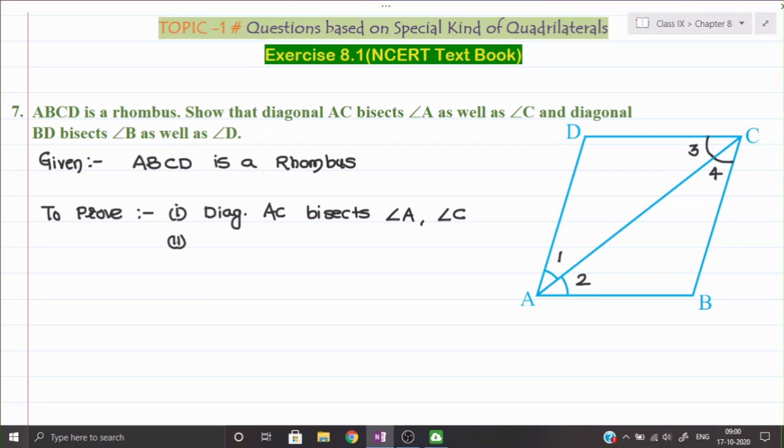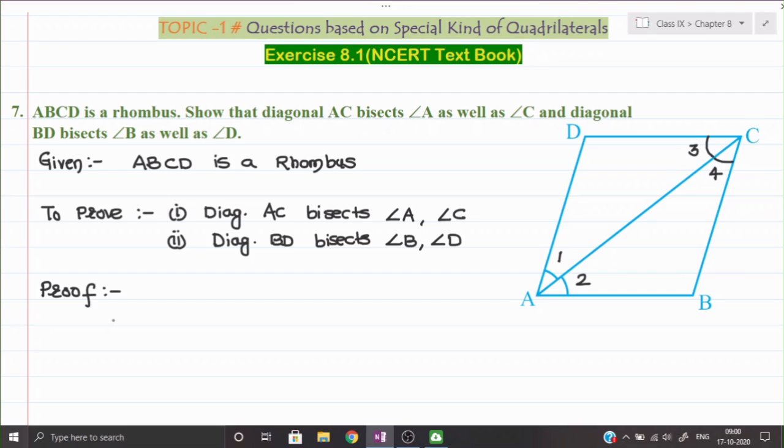Second part, diagonal BD bisects angle B and angle D. Let us see how we can prove it. First of all, in the proof, the first part, I am going to prove diagonal AC bisects angle A, which means we shall prove that angle 1 and angle 2 are equal.